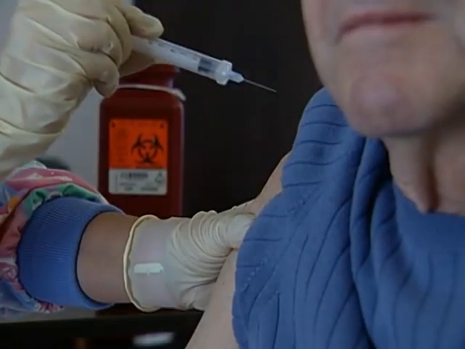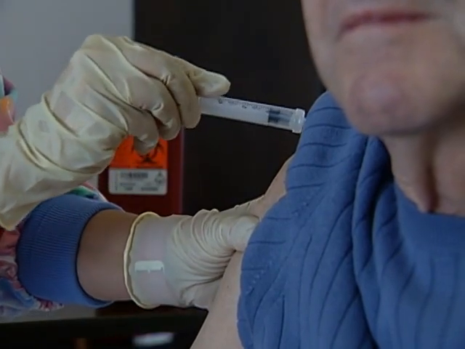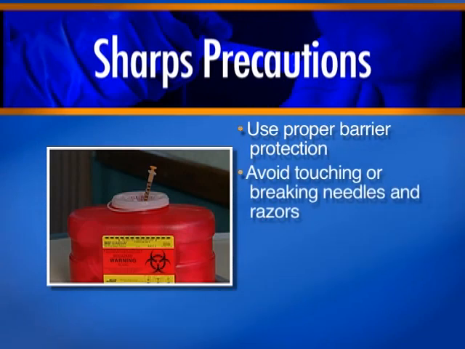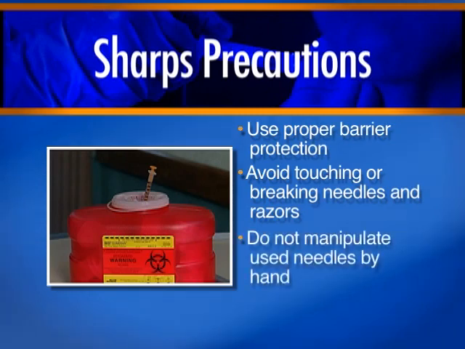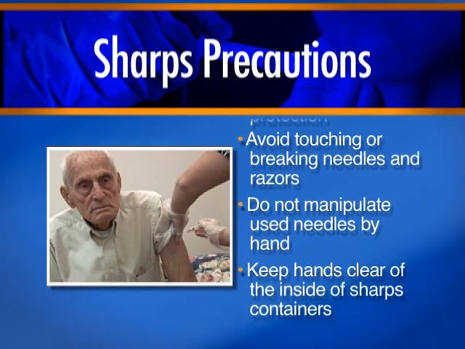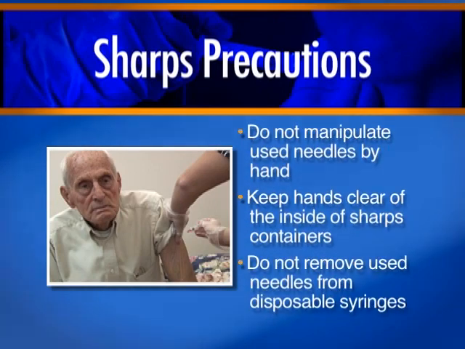Sharps precautions outline the procedures for handling and disposing of needles, syringes, and razors. Always be careful when using sharp instruments or devices. Use proper barrier protection. Avoid touching or breaking needles and razors during or after sharps use and disposal. Do not recap, bend, break, or otherwise manipulate used needles by hand. Keep your hands clear of the inside of sharps containers. Do not remove used needles from disposable syringes.